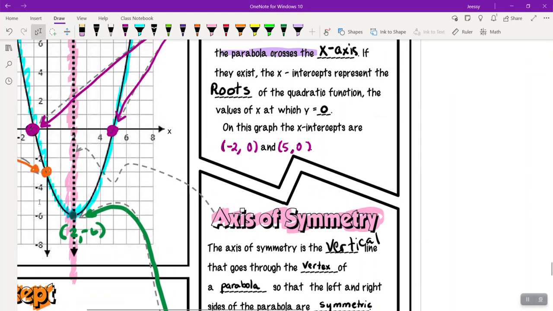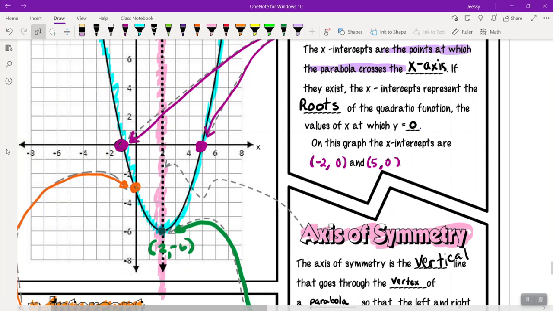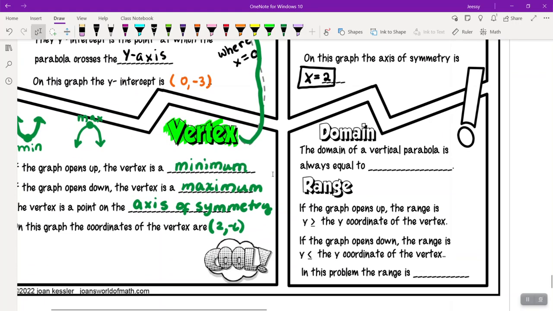All right, domain. For this parabola, since there are no constraints, this is not representing some real world problem, we say that any x is going to work because the parabola goes on forever on both ends. So the domain is always equal to all reals. We say that by using the symbol for all reals, and sometimes we say this by negative infinity, positive infinity.